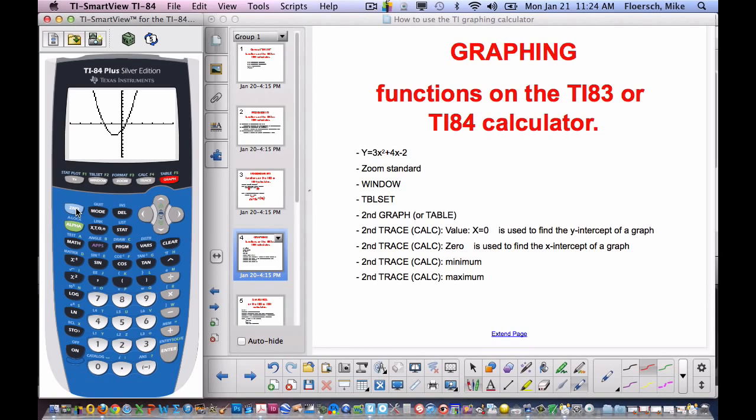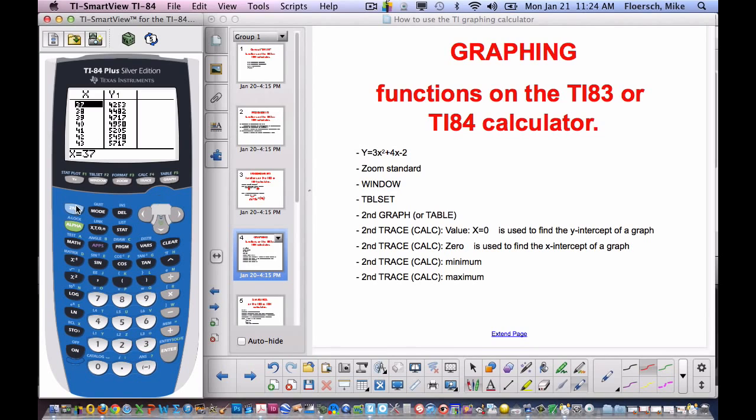I can also go to second window, table set. Where do I want my table to go? What do I need the table for? Well, let's look at this. Table, if I do second graph, it gives me the table part here. It gives me all my x and y coordinates for that parabola. And I can sit there and scroll up and down, but notice I'm sitting at 40, 39, 38, 37. You know what? I'd really like to start at 0 and see what happens.